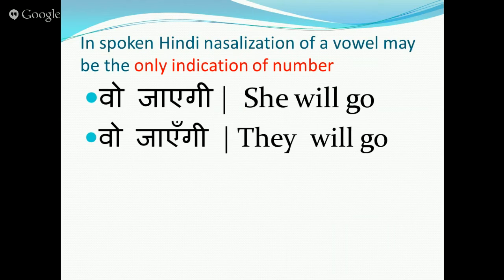In a similar way, wo jayegi, she will go, whereas wo jayengi, they will go. So it's really the verb and the nasalization on the verb that is indicating the number of people. Wo jayegi, wo jayengi.